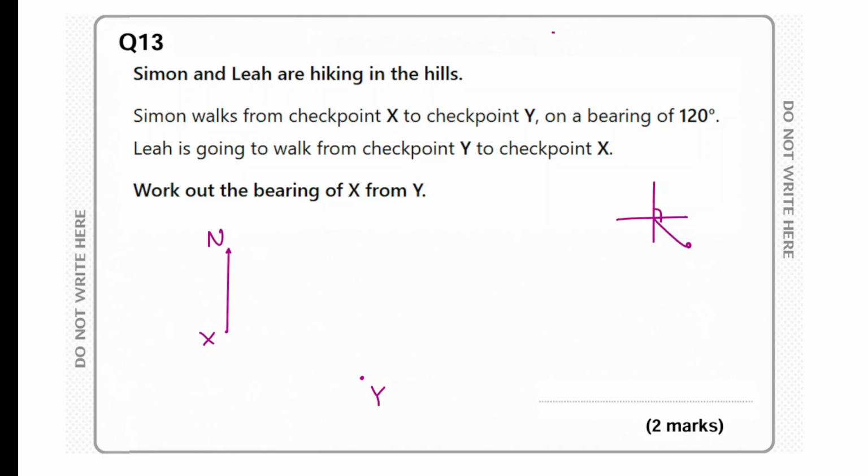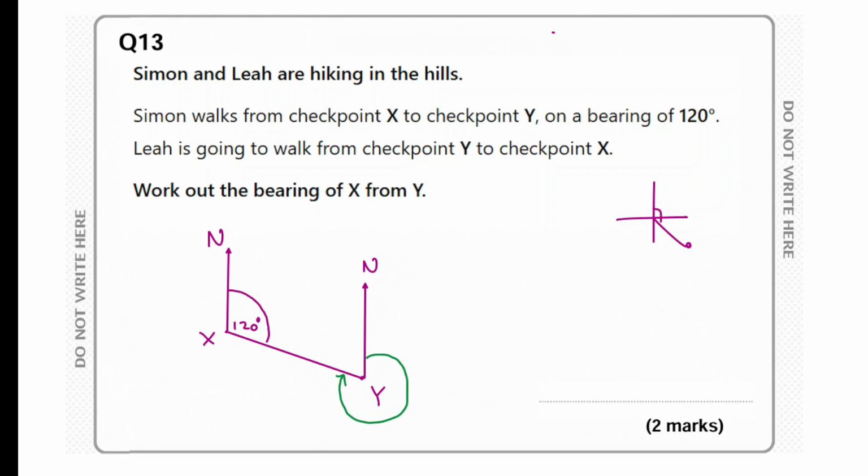Now I'm going to join X and Y like this. Simon walks from checkpoint X to Y on a bearing of 120, so I'm going to mark this angle here as 120 degrees. Leah is going to walk from Y to X, the exact opposite way. Work out the bearing of X from Y. So now I need to draw my north from point Y. And remember, bearings are always measured from the north and in a clockwise direction. So Leah's angle would be all of that. Now, how do we work this out?